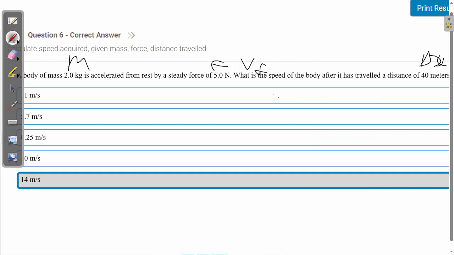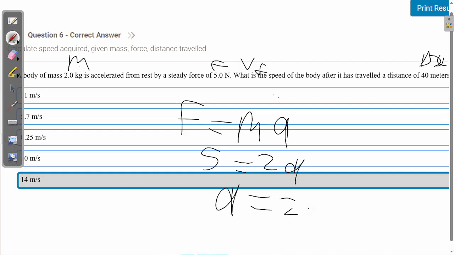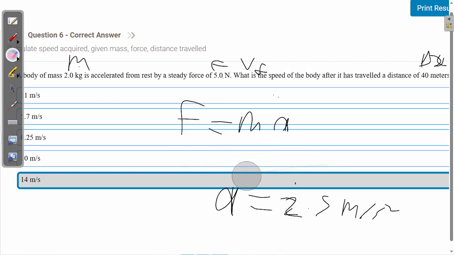Since we have the force and the mass, we can use F equals ma to find the acceleration. So we'll have 5 is equal to 2a, the acceleration is equal to 2.5 meter per second squared. Now we have acceleration, we have distance. We can use the UARM rules to find the final velocity.